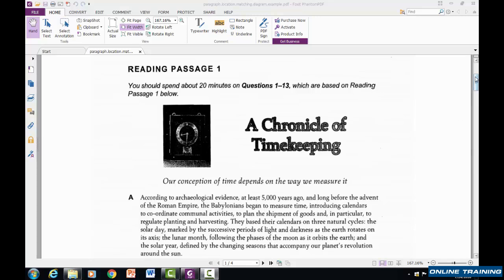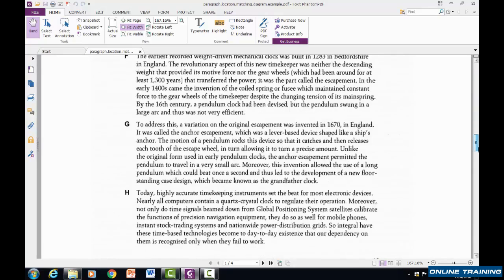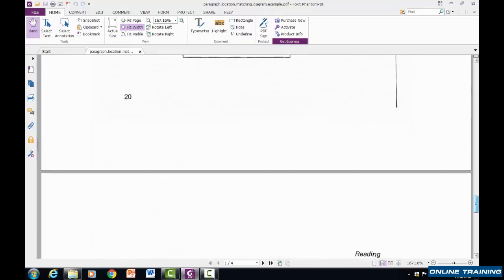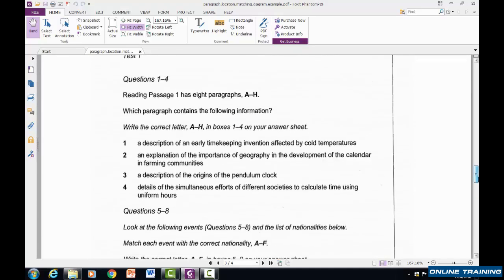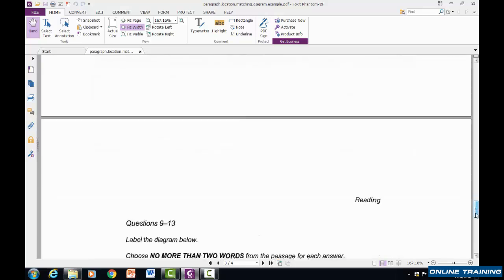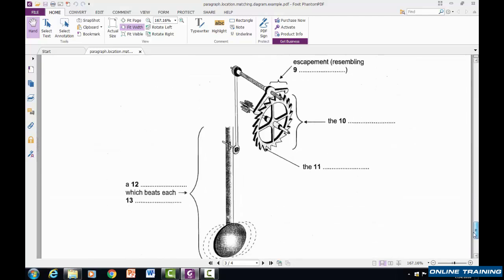All right, so let's look at a diagram question. We've seen this reading passage before because I used it to do a matching question, which we just learned earlier. I also explained with this passage how to do the paragraph location question. We don't do that first. We do the matching and the diagram first, then go back to the paragraph location question. I explained that to you. But here is our diagram right here.